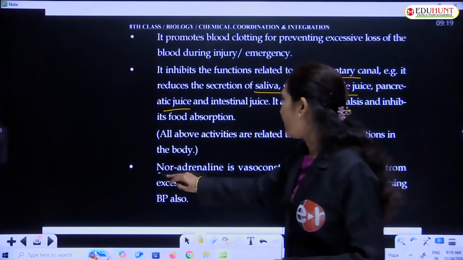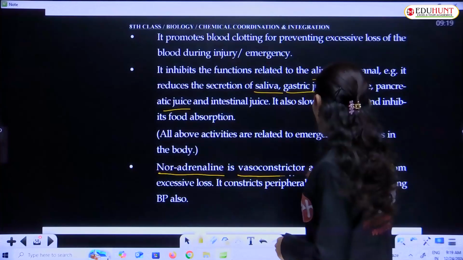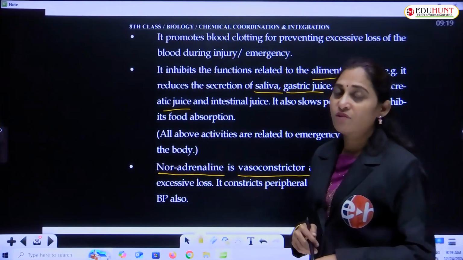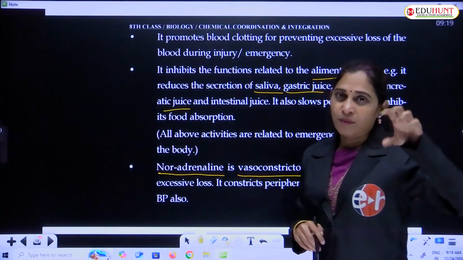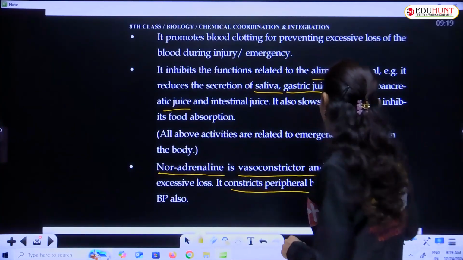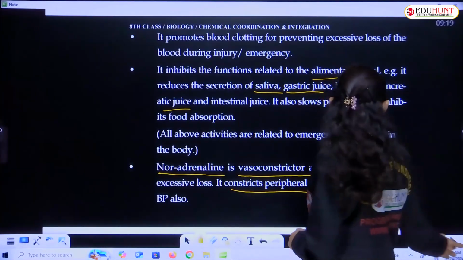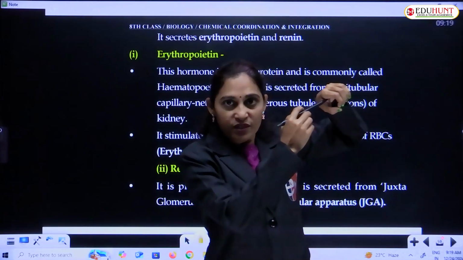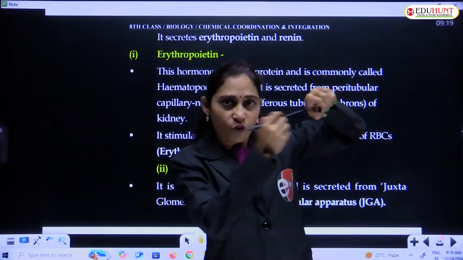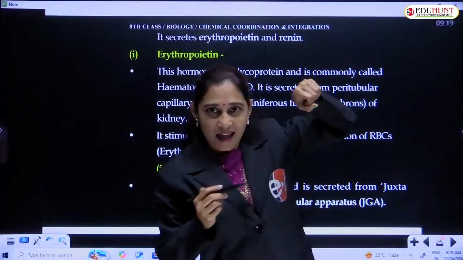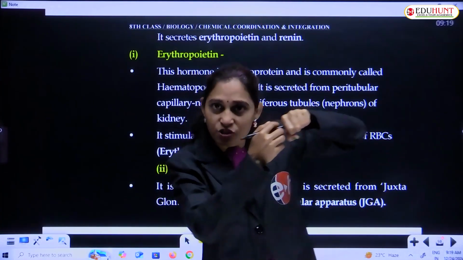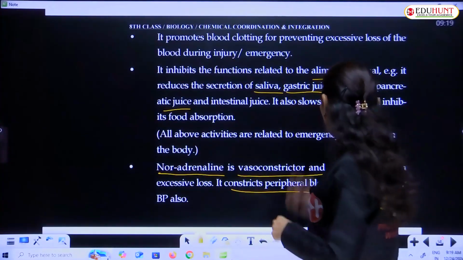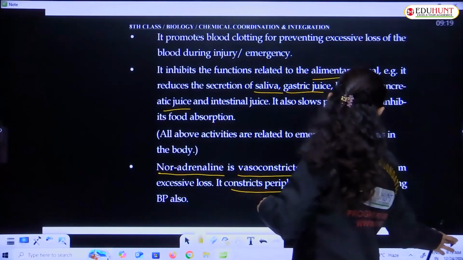And noradrenaline is the second one. It is a vasoconstrictor and saves blood from excessive loss. Constriction means making it narrow, and it constricts peripheral blood vessels, raising blood pressure also. If the lumen is widened, blood flows with less pressure. If it is narrow, then the blood flows with high pressure.